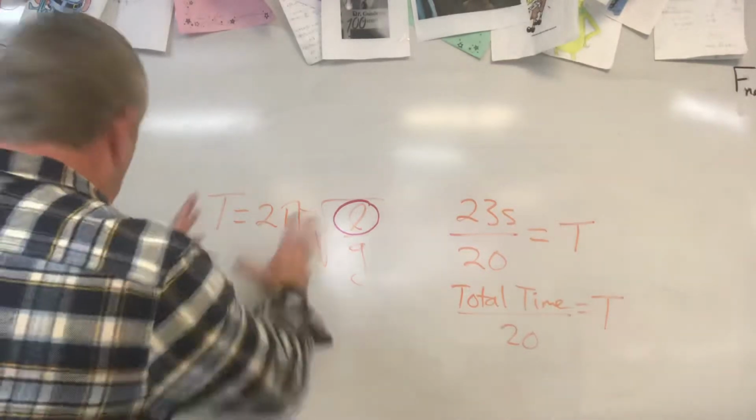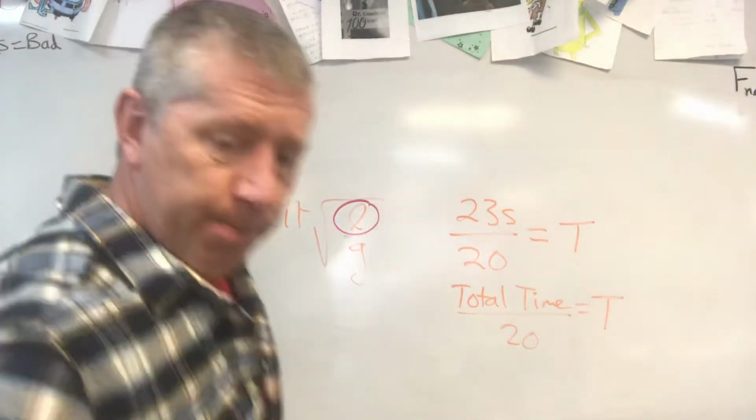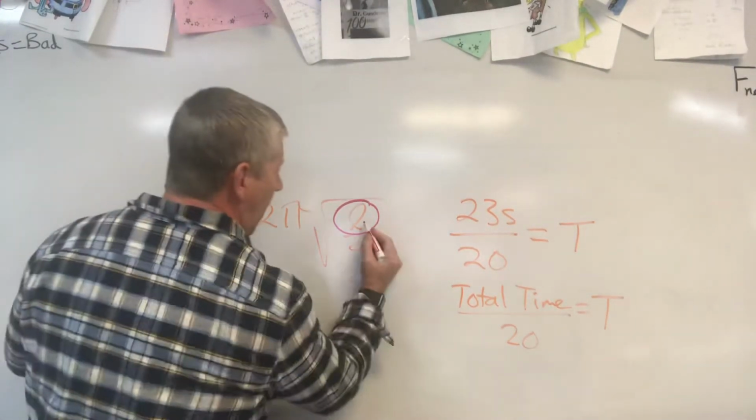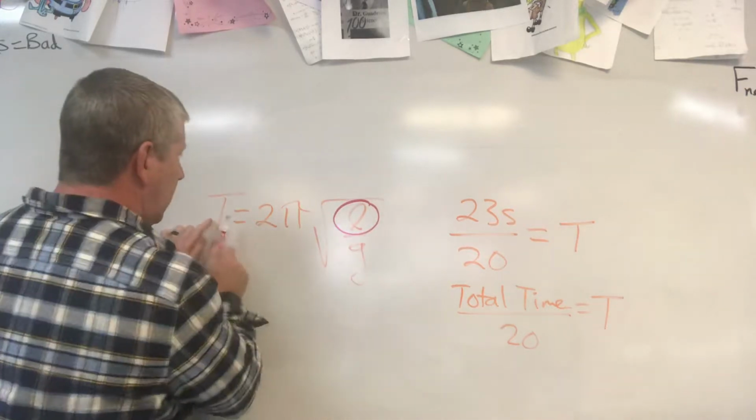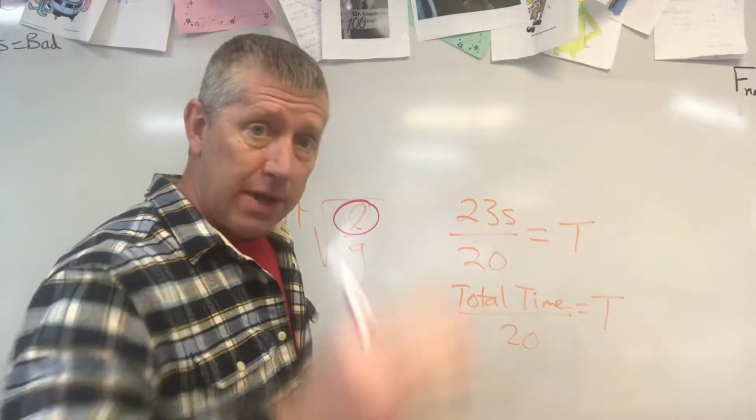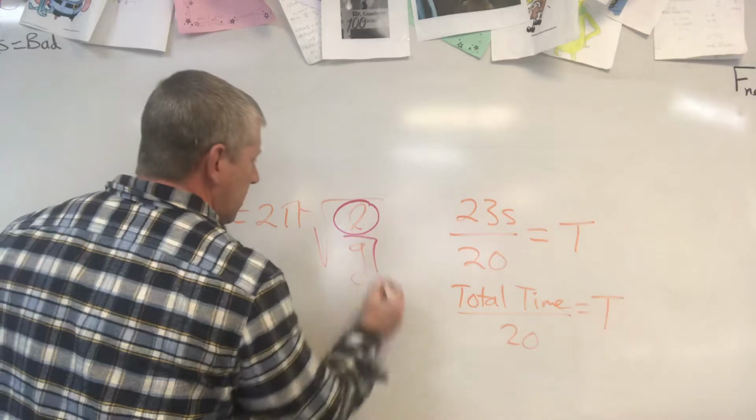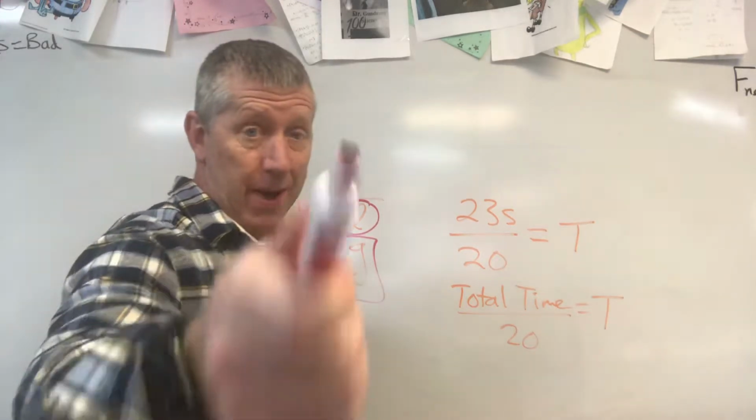So this is our equation. We're gonna solve for G. We know L, you've got that. Now you've got the time period calculated: total time divided by 20 gives the time period. Solve for G. And we all know it should be 9.8, right? We'll see what you get.